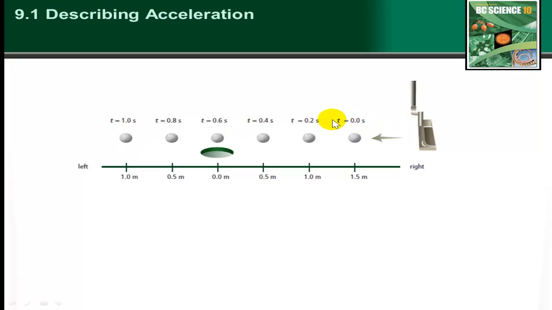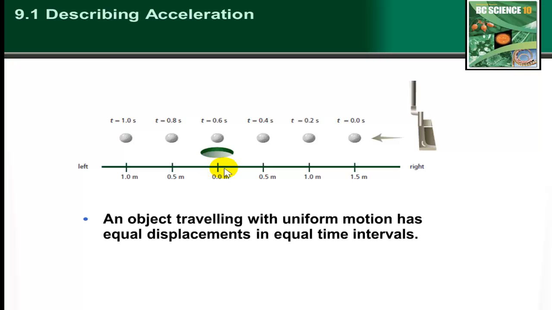In the first 0.2 seconds, the golf ball moves from 1.5 to 1 meters. And then in the next 0.2 seconds, it moves to 0.5. In the next 0.2 seconds, it goes by the hole, which of course is the point of reference. We'll call that 0 meters. The point here is this is uniform motion. Equal displacements are being made in equal time intervals. So an object traveling with uniform motion has equal displacements in equal time intervals.